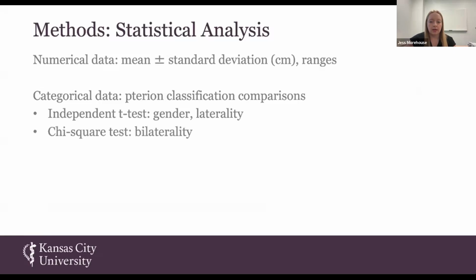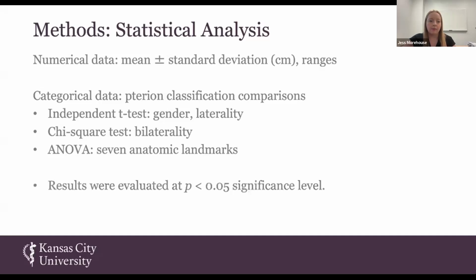We used a chi-squared test to analyze the difference between type of pterion and having bilaterally identical pterions. And then ANOVAs were run to look for differences between pterion type and distances to the 7 anatomic landmarks. And then we used a significance level of 0.05 for all of the results.